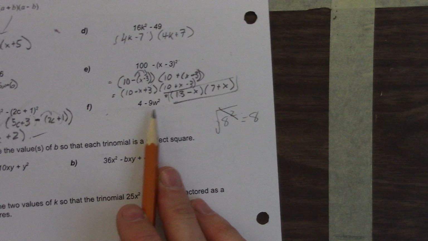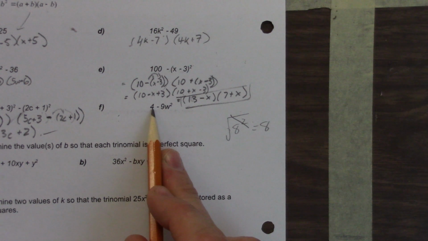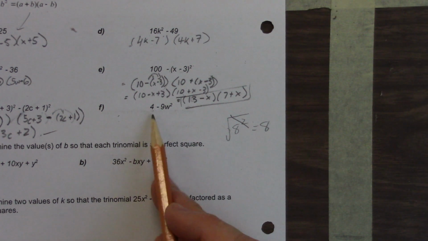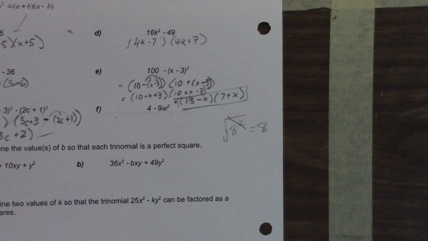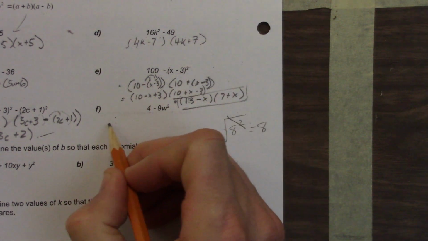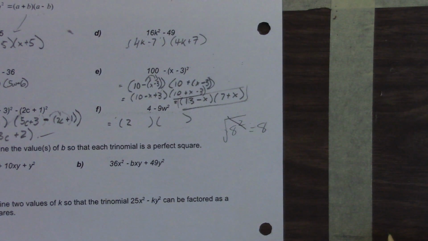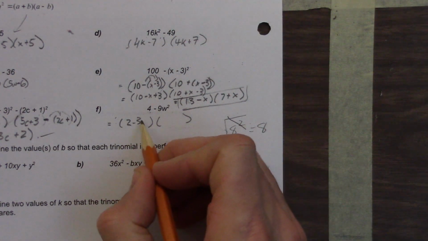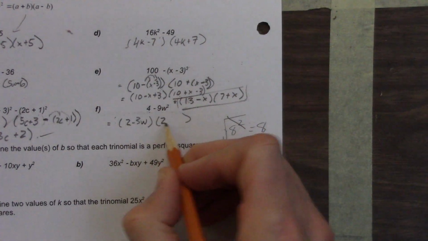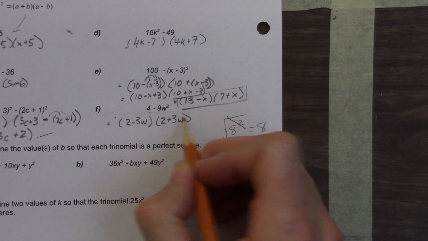Last one over here. Max, you want to try this? Is it a perfect square, Max? 4? Yeah. Is 9w squared a perfect square? Yeah. So what's the answer here? 2 minus 3 what? W. And then 2 plus 3 what? 3 W. Yep, done. That's it.